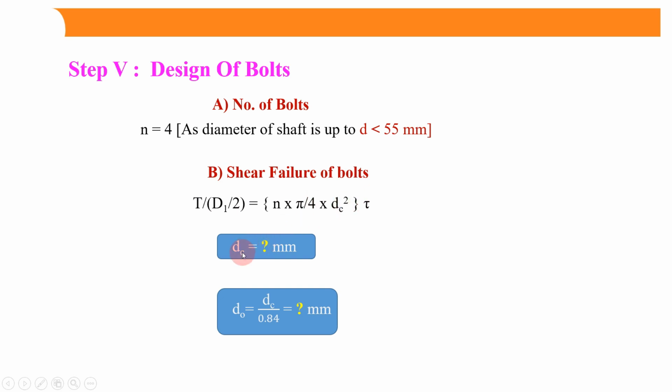By this relation your DC will be determined easily, and once you have calculated the value of DC, DO is equal to DC upon 0.84. By this you can easily calculate the value of DO, and in this way you have successfully calculated all the dimensions for flange coupling. I hope this content is useful for you.